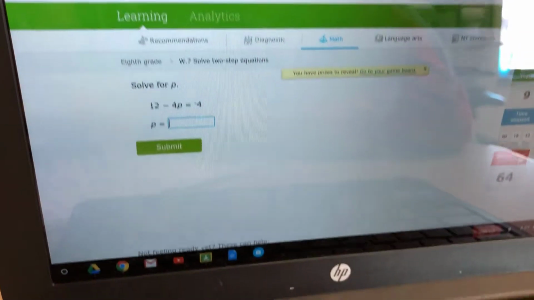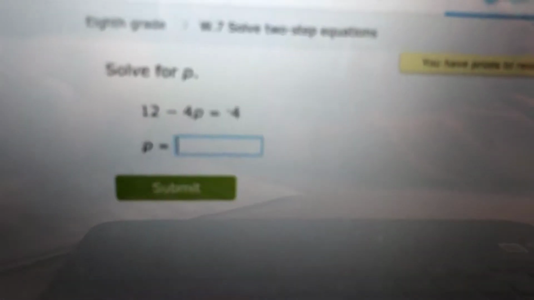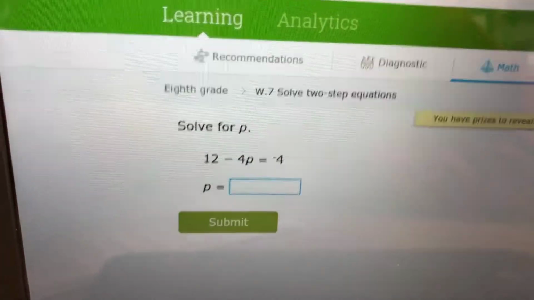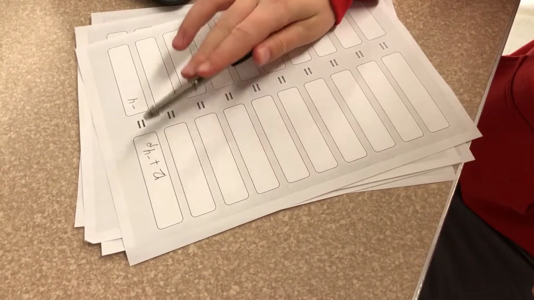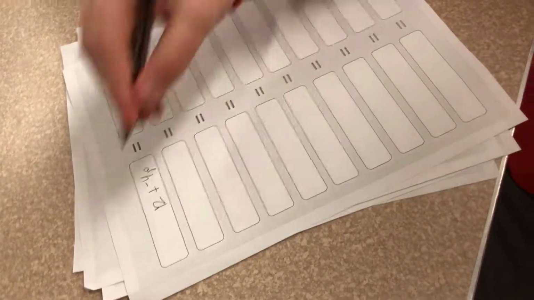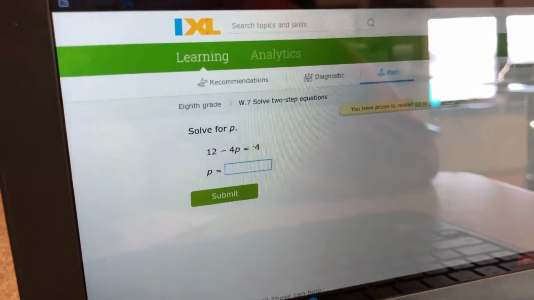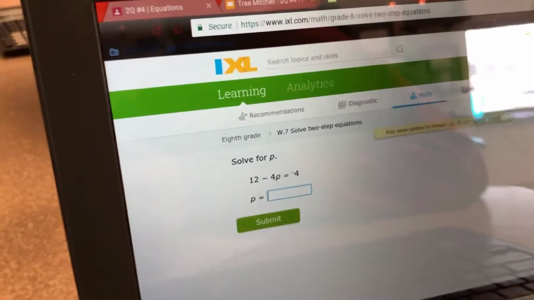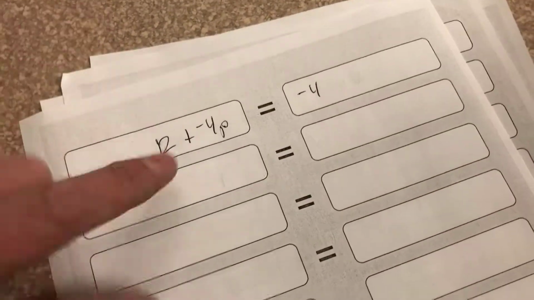Alright. Equations. Trey's going to go ahead and solve this kind of multi-step equation. He's going to do it right now. So you have to make the variable into a positive, so you would have to cancel this side out. I also like just pointing out, when we started it was 12 minus 4p equals negative 4, and he changed it so that we're adding a negative. That's a really key point in my class.